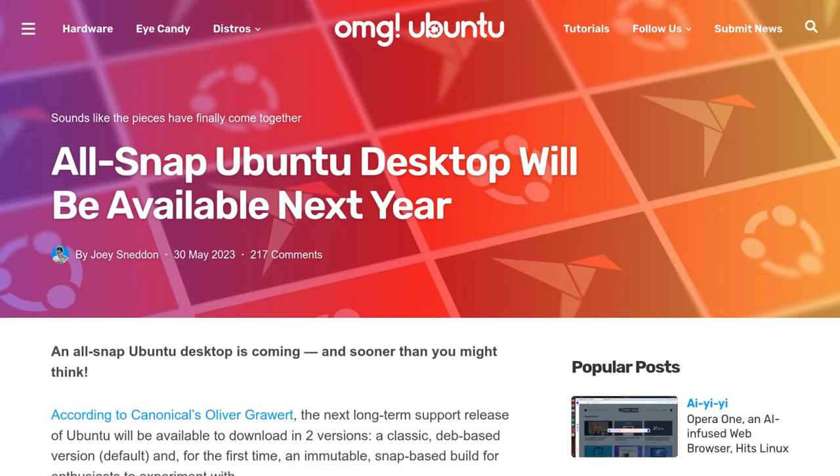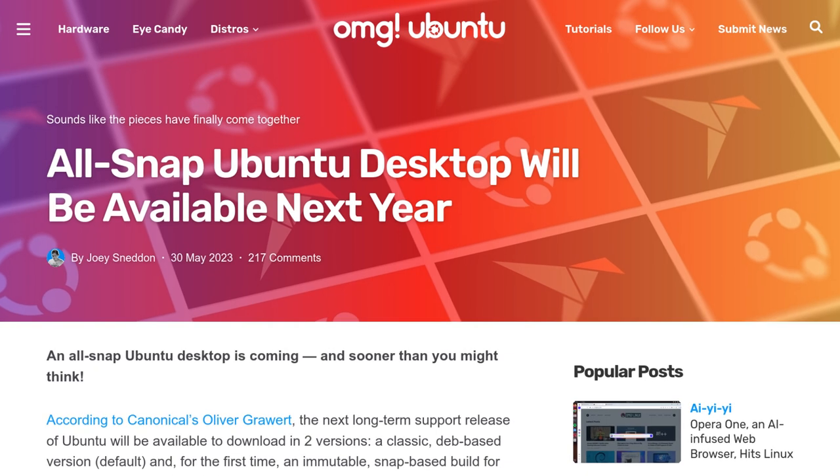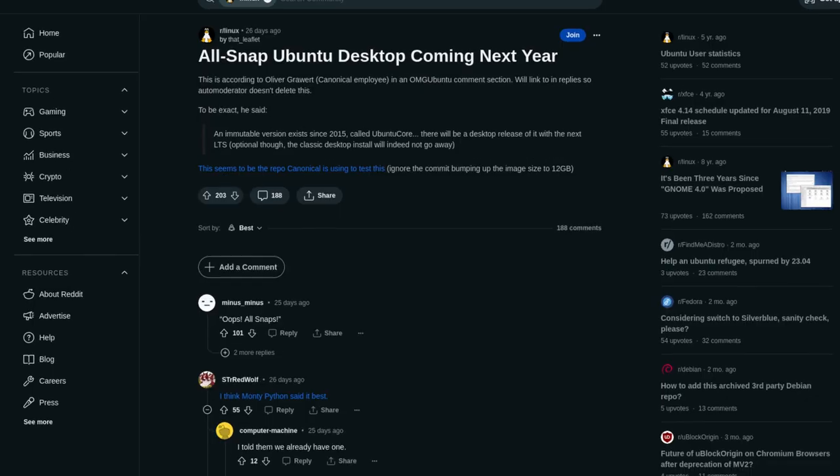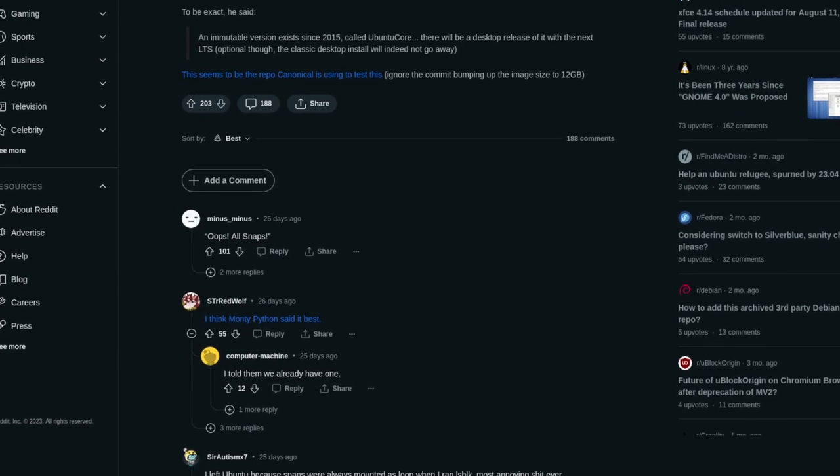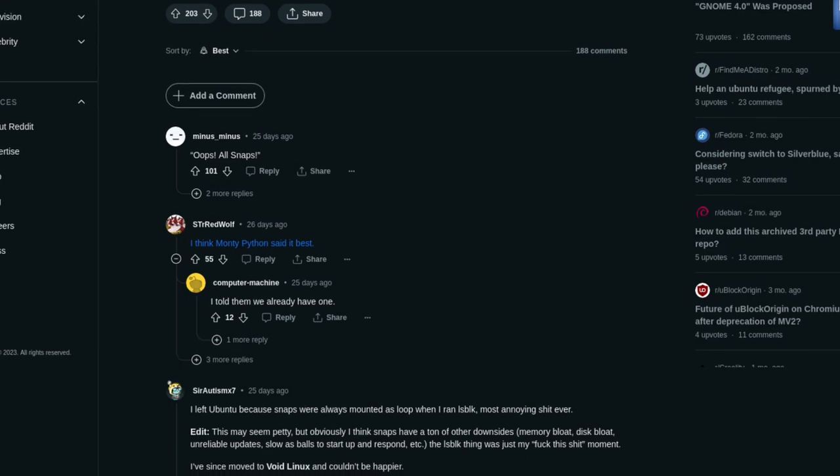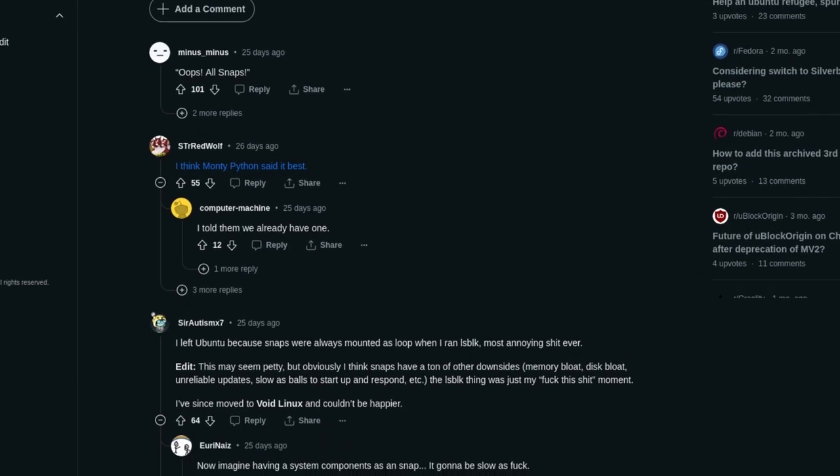Canonical recently announced that they are making a version of Ubuntu that is an immutable flavor that's going to be relying completely on snap packages. As always, this generated quite some controversy among people who strongly dislike that package manager and those who don't. But the real question is, why do so many people hate snaps?